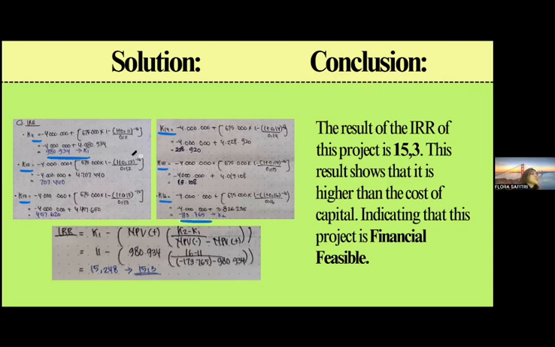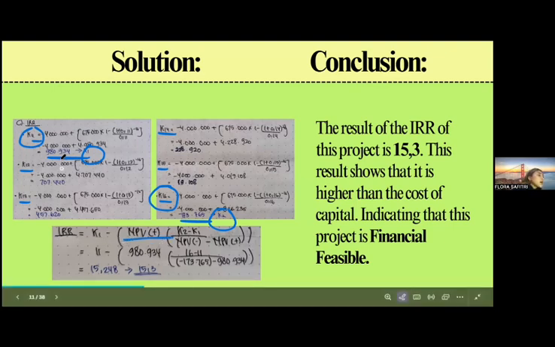We need to determine K1 and K2. K1 is K11, and K2 is K16. After we found them, we include them in the IRR formula. The positive NPV we get from K1.